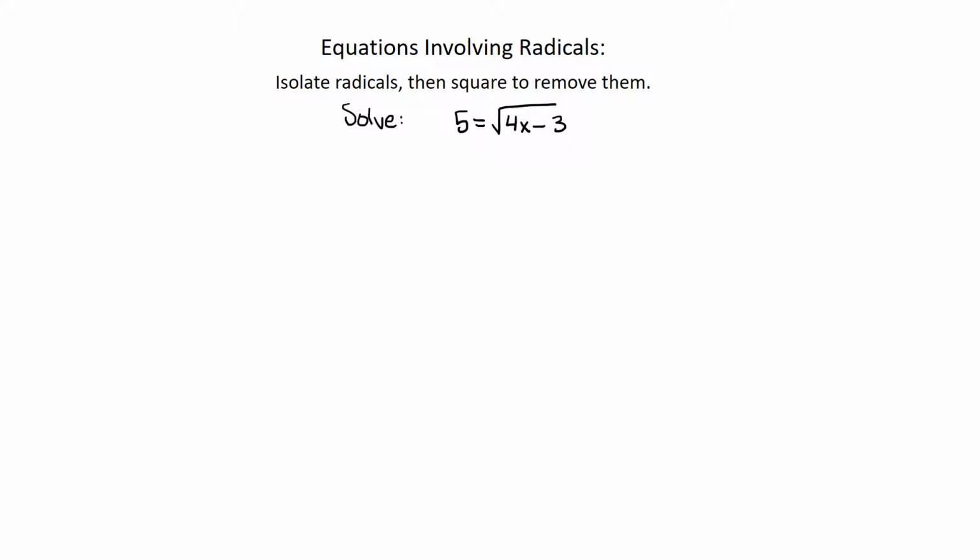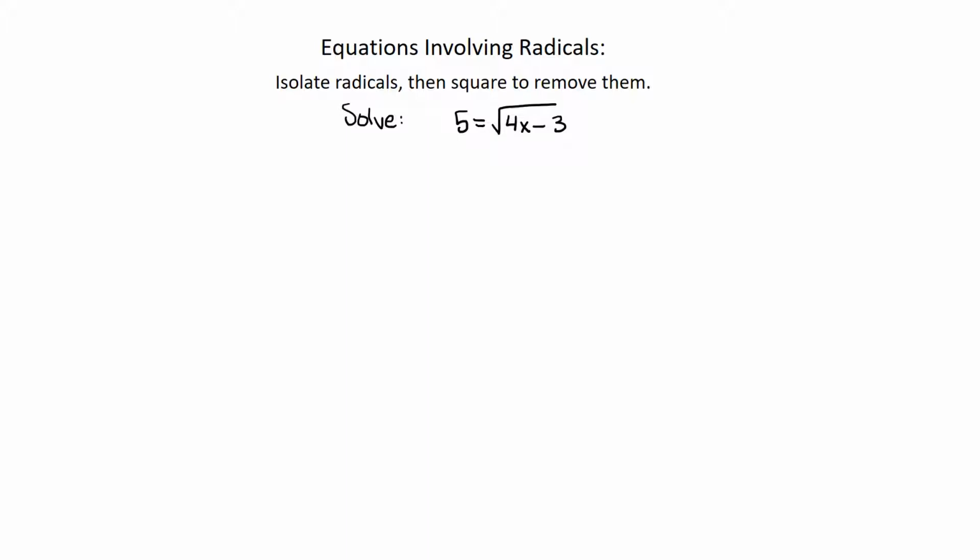So the strategy we're going to use is to isolate the square roots so that they're the only expression on their side of the equal sign. And then, because we know we have equality of our square root with something, when we square both sides, we still have equality. This will get rid of our square roots, and we'll be able to solve like normal.